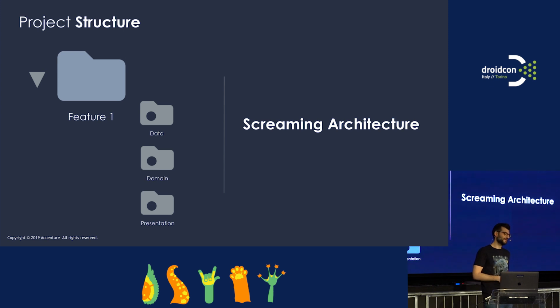Uncle Bob has a nice name for this. He calls it screaming architecture, which means understanding what a project is all about only by looking at the top-level modules and packages. But now I will give the remote to Antonello.